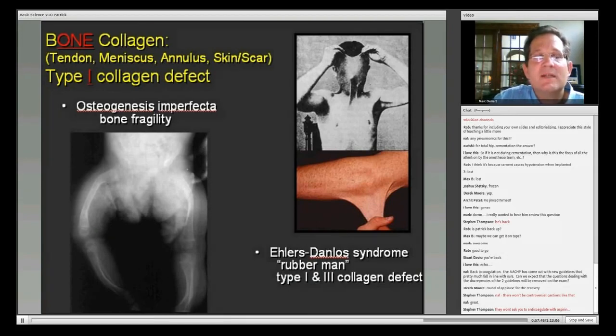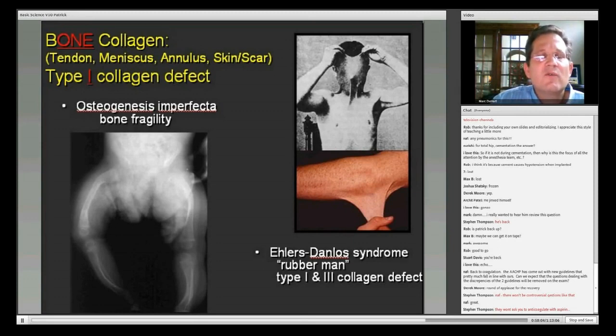It's also in tendon, the meniscus, the annulus of the disc, and in skin and scar. If you have a type 1 collagen defect, the disorder most likely tested is going to be osteogenesis imperfecta. Since it affects the bones, they get osteoporosis and weak broken bones.